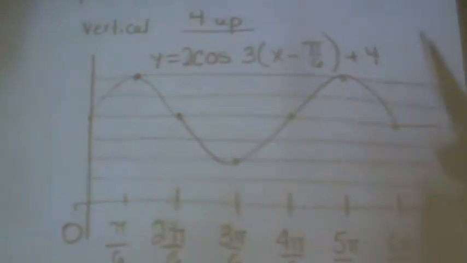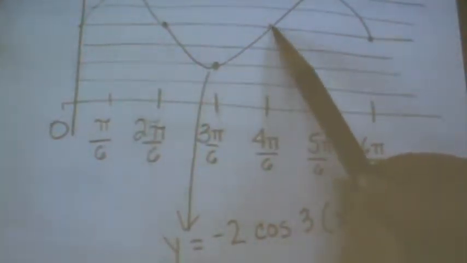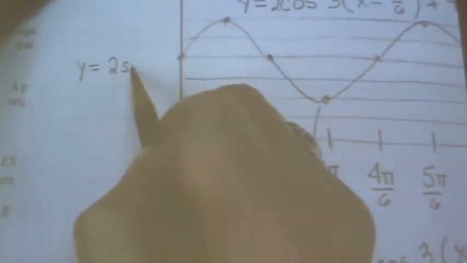I could start right here. I could name this graph right here, y equals negative 2 cosine, the b value is 3, and then this would be x minus 3 pi over 6, and then plus 2. I could start here, I could even start right here. If I name this graph from here, this would be a sine curve. This would be y equals 2 sine 3x, there's no phase shift, and then plus 4.